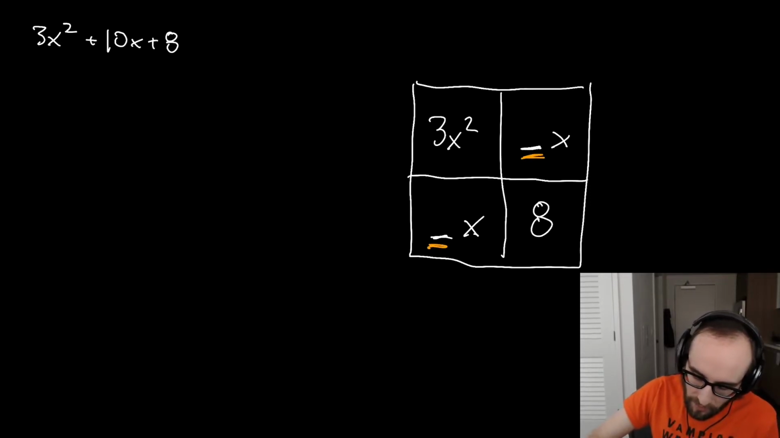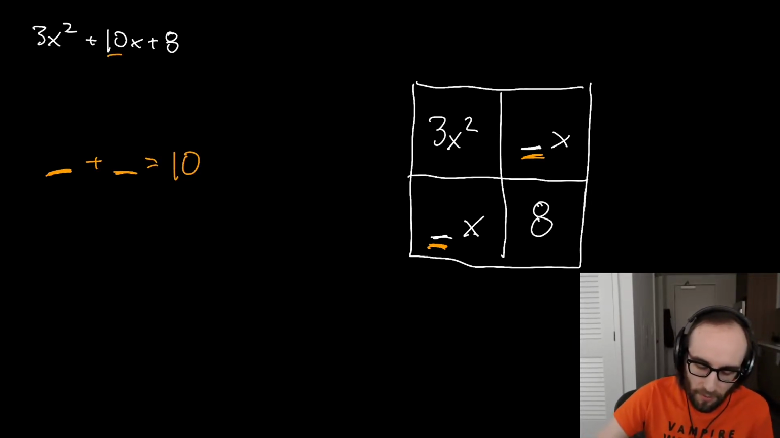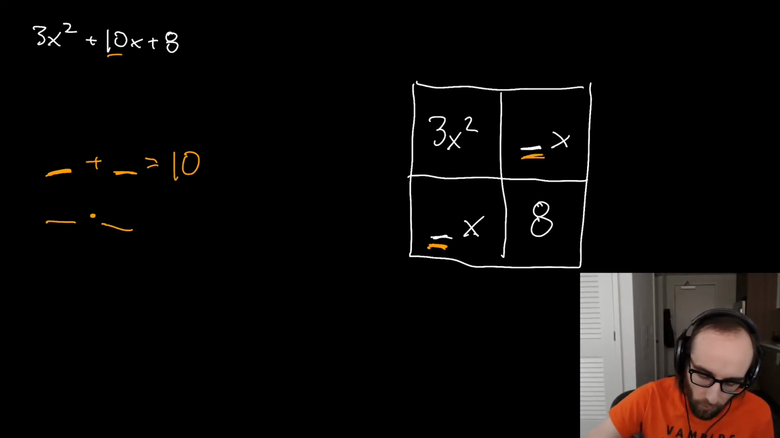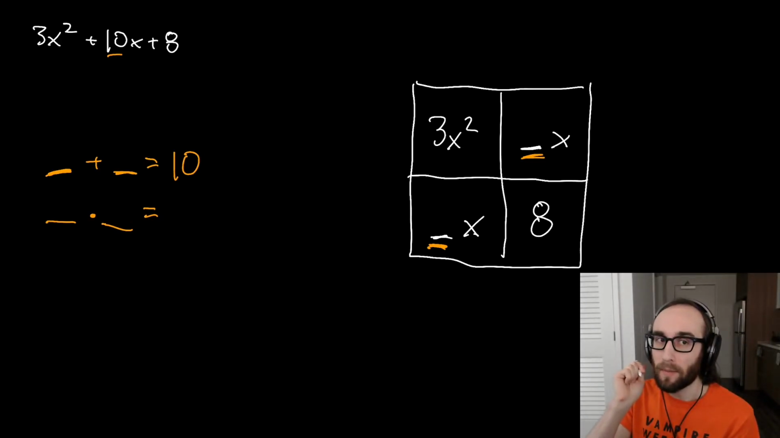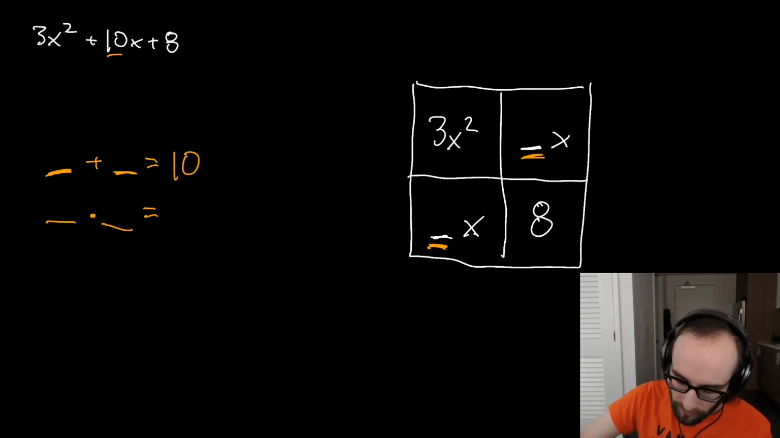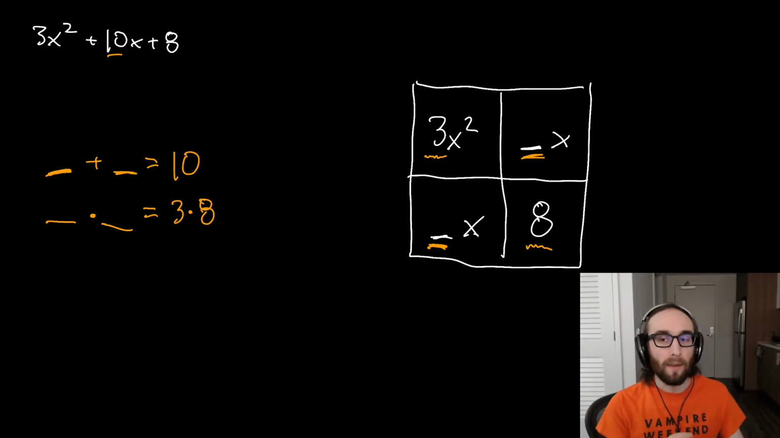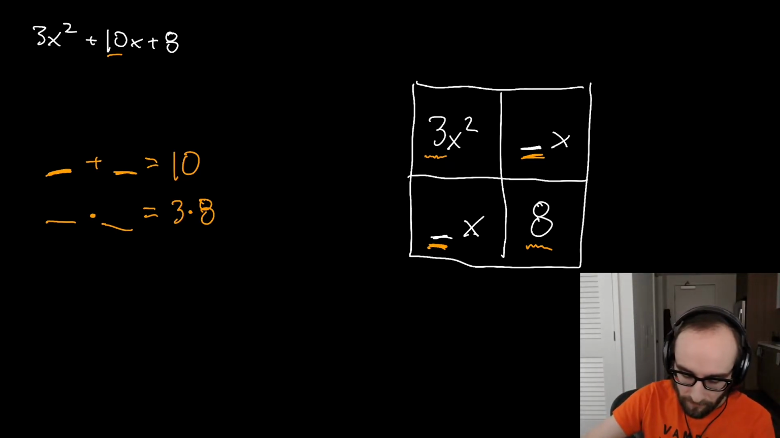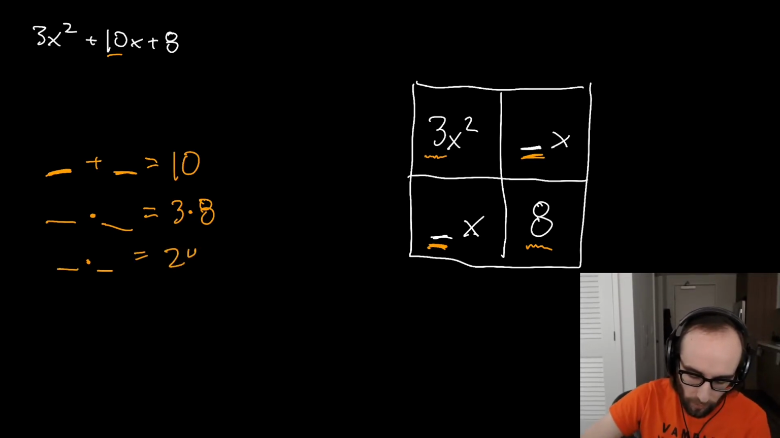Okay, so these two missing numbers, let's use orange. We know that if we were to add these numbers together, we would end up with the middle coefficient, which is 10. So these have to add up to 10. We also know that if we were to multiply these together, we would end up with the product of the boxes that we already filled out. In other words, the product of 3 times 8. So when we multiply them, blank times blank, we're going to end up with 24.